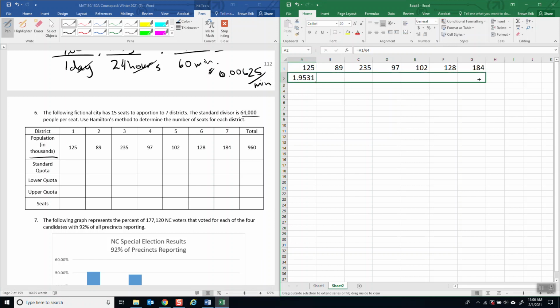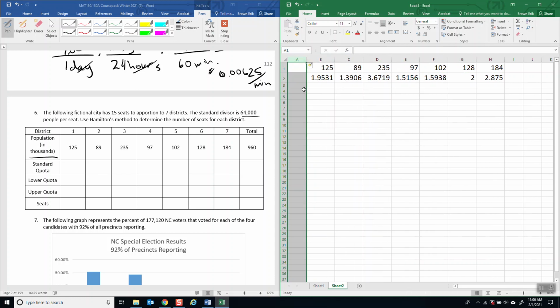All right, here's our standard quotas. Here's why Excel is so awesome, right? I just drag that, and there's all our standard quotas.